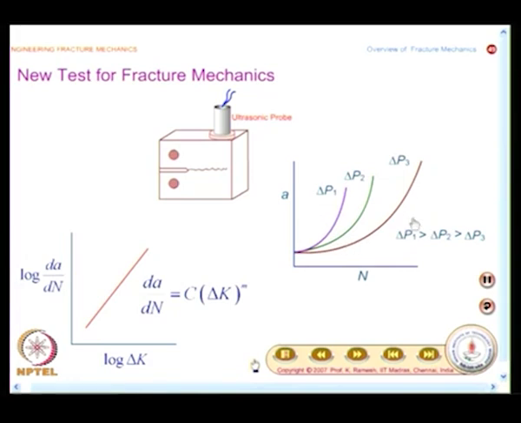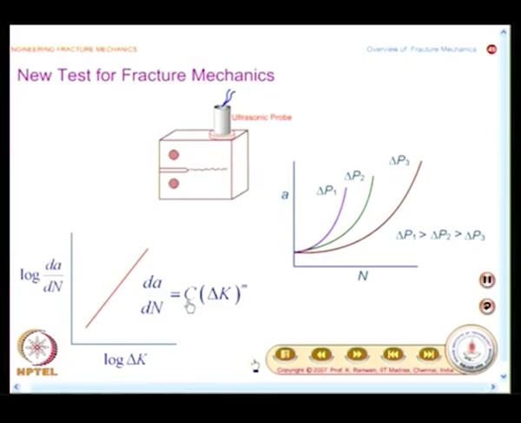This data was analyzed and reduced very intelligently by Paris by replotting whatever data was collected in a different graph with log delta K on the x axis and log of dA by dN on the y axis, and you get a straight line, and this is known as the famous Paris law. We will see it in detail during the later part of the course, and what you have here as delta K is the change in the stress intensity factor, and what you have as C and m are material constants.